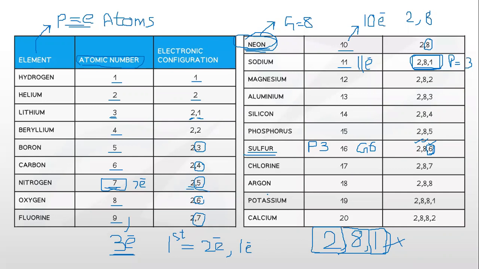Same is the case अगर हम बात करें for example अब क्लोरीन की. Now chlorine का जो atomic number है that is 17, which means it has 17 electrons. तो वो हमने कैसे fill किया? First में आ गए 2. How many more are we left with? 15. नेक्स्ट में हम 8 फिल कर देते हैं.